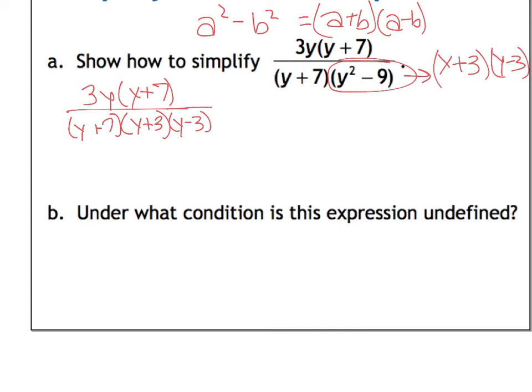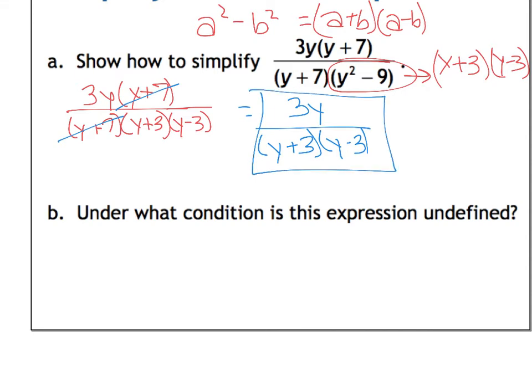All right, now I see I have y plus 7 in both the numerator and the denominator. So we can simplify that out. So that leaves us with 3y in our numerator and y plus 3 times y minus 3 in the denominator. So that's our simplified form.